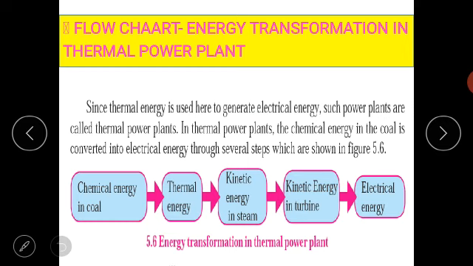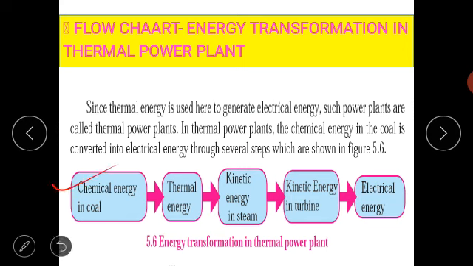Okay, so transformation of what? Transformation of energy, because we have already studied in previous classes that energy can neither be created nor destroyed, but it can be converted from one form to another. So that energy transformation is shown in the flowchart. In the first block you can see chemical energy in the coal.